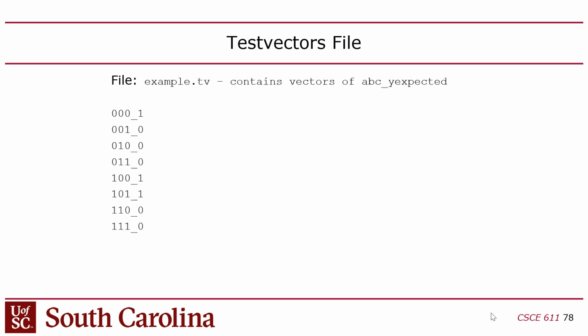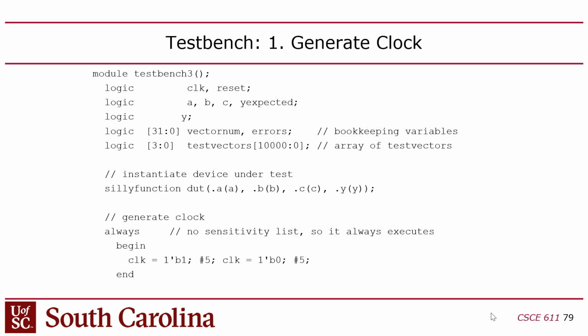So this is basically a truth table that defines the input-output for that circuit. I have an underscore here because Verilog ignores underscores in numbers, so that can be used as a way to separate the inputs from the outputs visually. Okay?